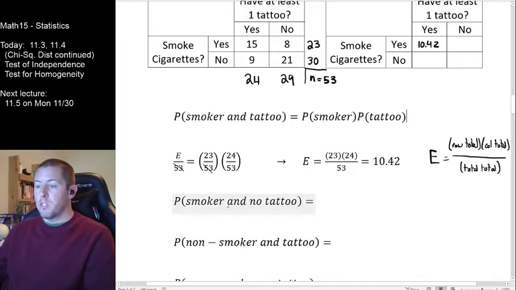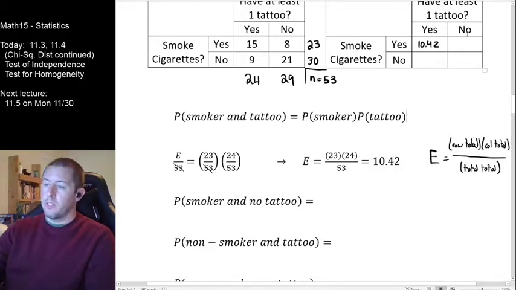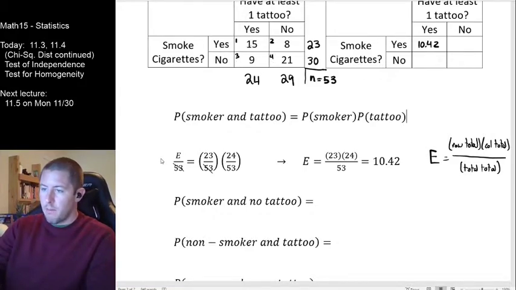And let's go ahead and fill out the rest of these right here. So probability of being a smoker and no tattoo. So smoking is yes, tattoo is no. So we are now interested in, for our second one, and I'll just number these in the order that we're computing them right here: 1, 2. Our third one will be non-smoker and tattoo. Non-smoker and yes, tattoo. That'll be our third one. And this will be our fourth one right here.